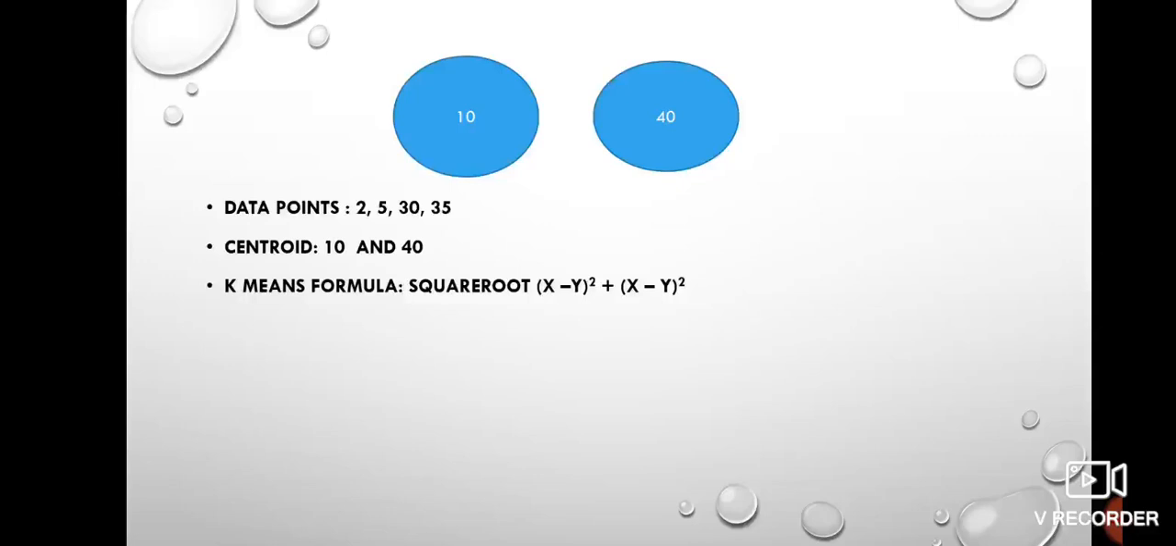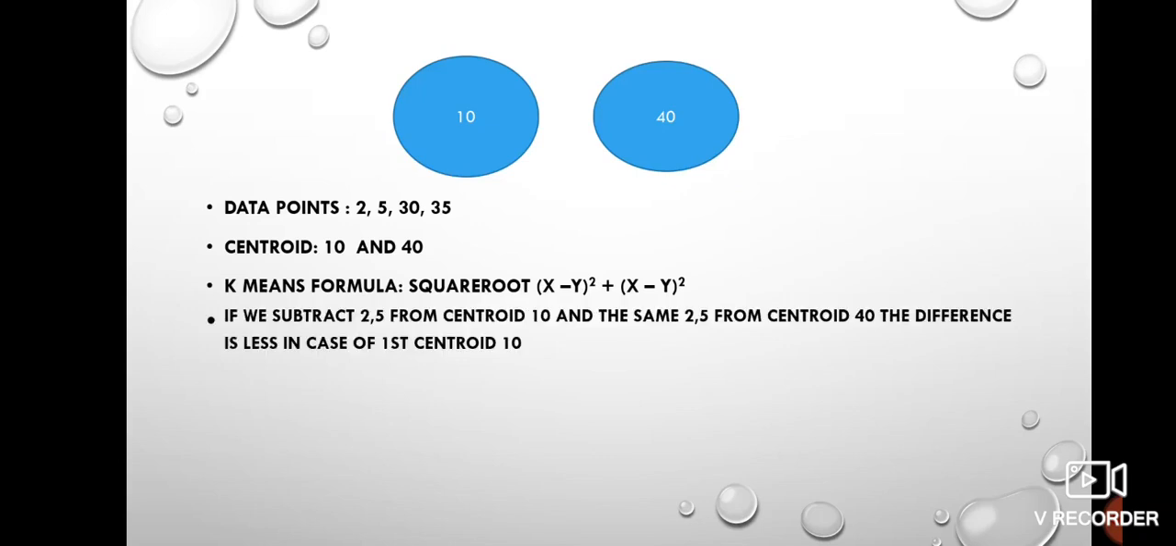And the k-means formula, or you can say the Euclidean distance formula, is the square root of (x minus y) whole square plus (x minus y) whole square. This is the k-means formula or Euclidean distance formula, which we use to evaluate the distance in k-means. So here x is my data point, y is the centroid point of each cluster.